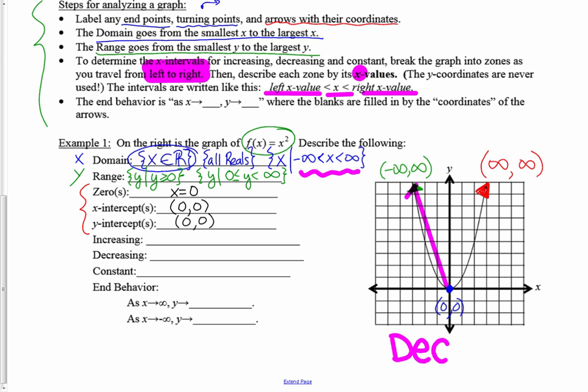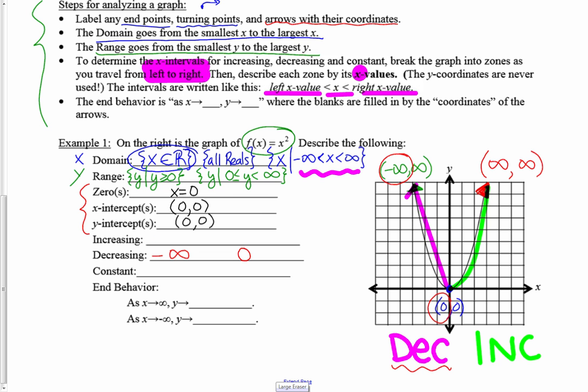Next, I switch and I start traveling up as I'm going from left to right. That would be increasing. Now I need to write those two intervals. So starting with my decreasing interval, I need to use the x values for this piece over here. My left x value was negative infinity, and my right x value was 0. So I'm going to write down that I was decreasing from negative infinity to 0.